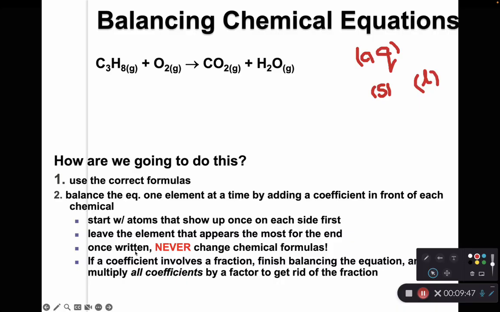Once we write everything, we do not change the chemical formula. We are allowed to just write the coefficient, which means we are multiplying those formulas by certain numbers. We are not allowed to change the subscripts down here. If a coefficient involves a fraction, then we need to finish balancing the equation by multiplying all coefficients by a factor to get rid of the fraction. And finally, we have to check our answer, just double check whether everything is balanced. So that is the complete procedure for how to balance a reaction.